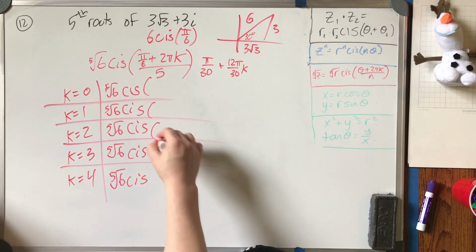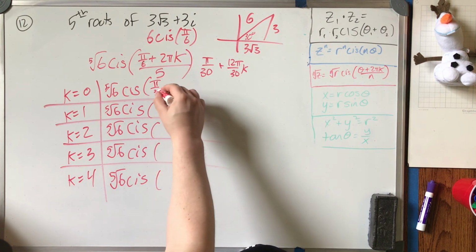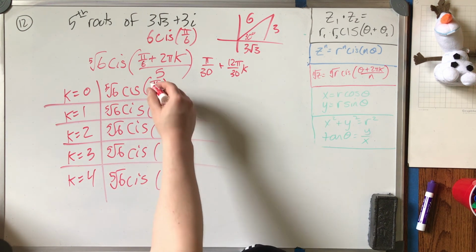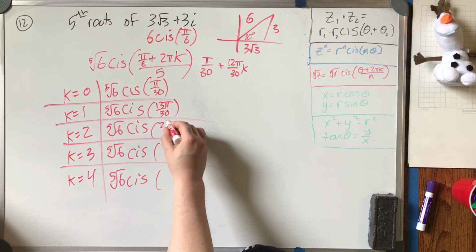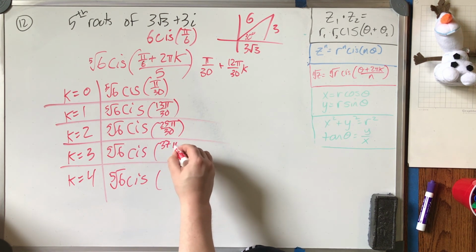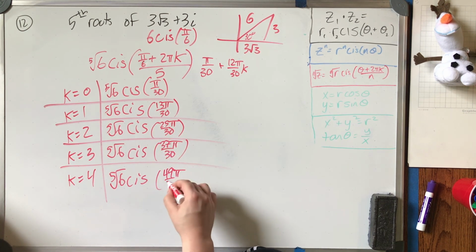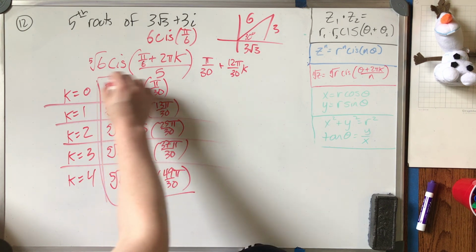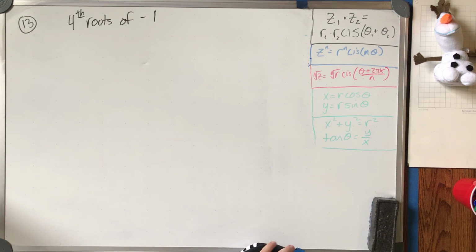Alright, so all of them have all of that, so I just start with that. When k equals 0, I'll just have this pi over 30, then I'm just going to add 12 each time. So 1 plus 12 is 13 pi over 30, then I'll have 25 pi over 30, 25 plus 12 is 37 pi over 30, and this is going to be 49 pi over 30. None of these are special angles, so that's my final answer for this. These are the 5th roots of 3 rad 3 plus 3i. All right, we made it, last one.